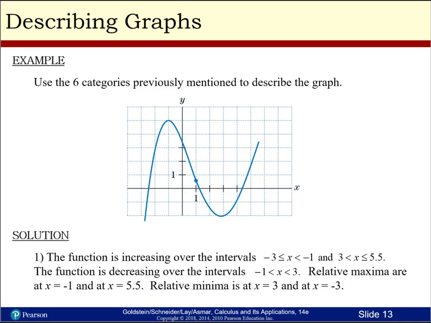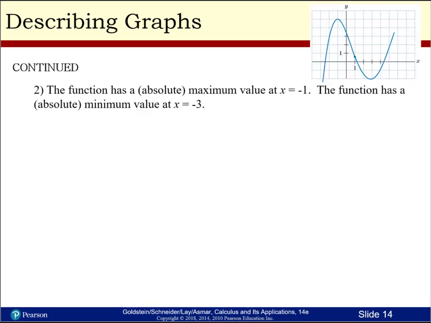The relative maxima are at x equal -1 and x equal 5.5. The relative minima are at x equal -3 and x equal 3. Now we have an absolute maximum value at x equal -1. That's the highest point on the function. The function has an absolute minimum at x equal -3, and that's the lowest point on the function, actually where it starts.